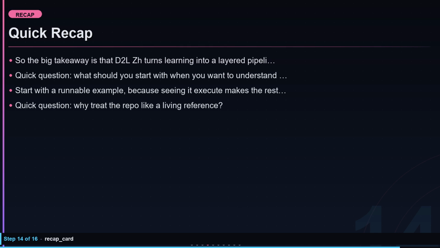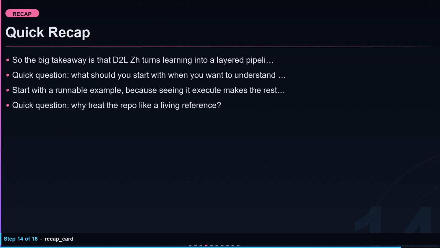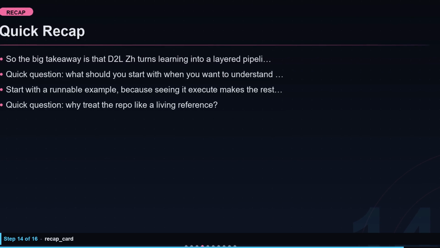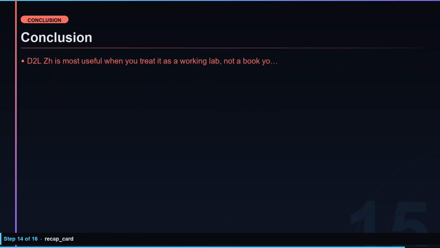So the big takeaway is that D2L Zh turns learning into a layered pipeline: idea, math, code, and community all working together. Quick question: what should you start with when you want to understand a chapter? Start with a runnable example, because seeing it execute makes the rest easier to follow. Quick question: why treat the repo like a living reference? Because the notebook, book, and forum together help you inspect, modify, and fill in the gaps as you learn.